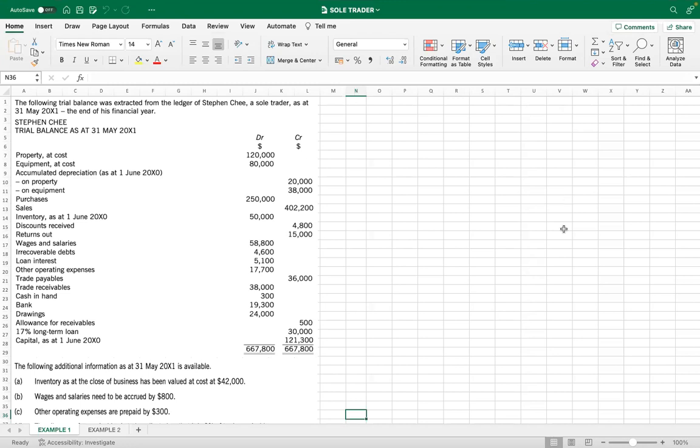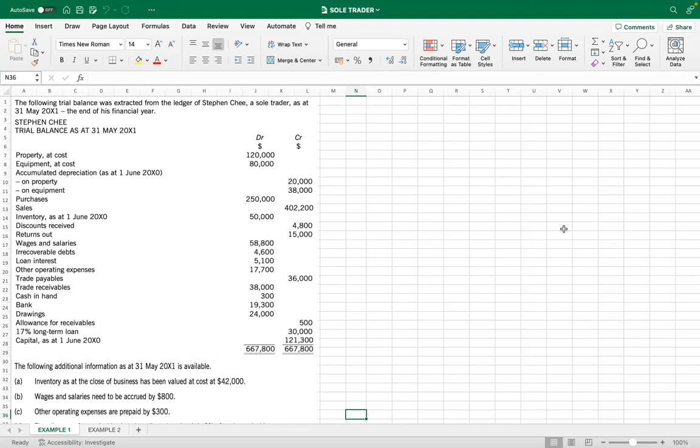In our today's session, it's a continuation of preparation of sole traders accounts. In our previous session, we had already looked at how to prepare sole traders accounts. In other words, what is the introduction to sole trader accounts. So in this session, we want to focus on an example of preparation of sole traders accounts.